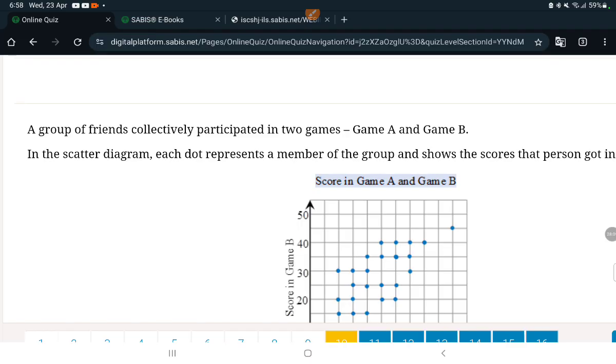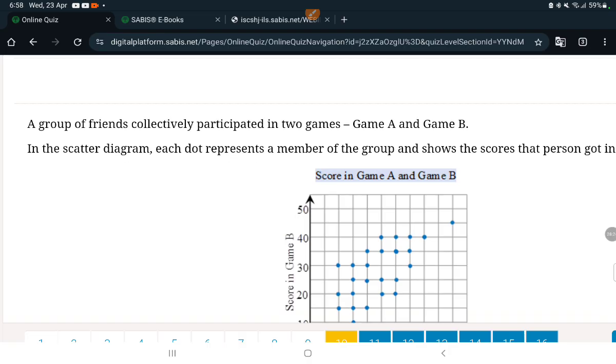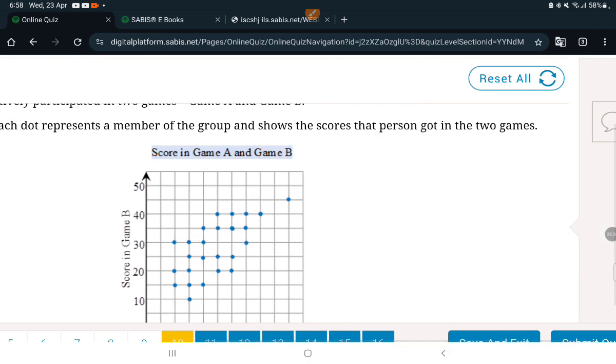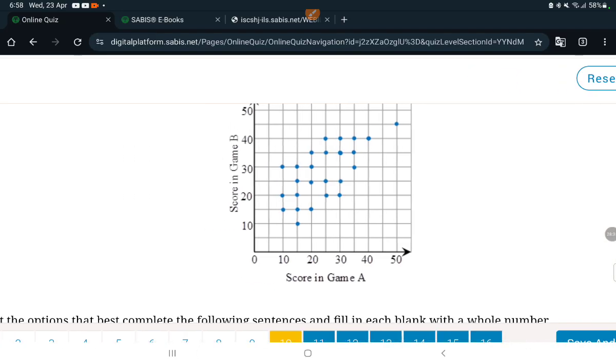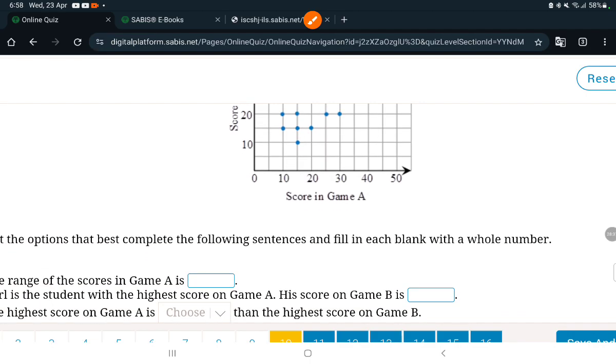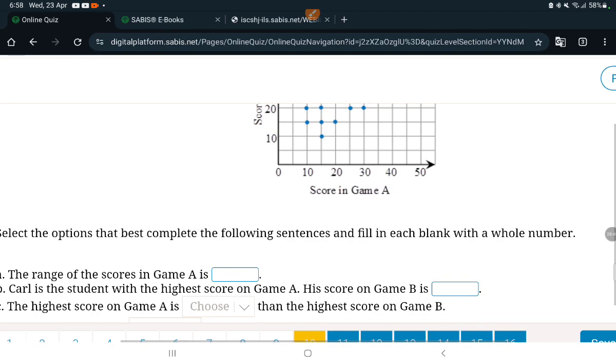Okay. So I've heard all of you guys start complaining about this question because you say we didn't learn this. I'm pretty sure it's just a grid. A group of friends collectively participated in 2 games, Game A and Game B. In the scatter diagram, each dot represents a member in the group and shows the scores that person got in the 2 games. Okay, so everyone here played 2 games. And these little dots are the points they got, their scores.